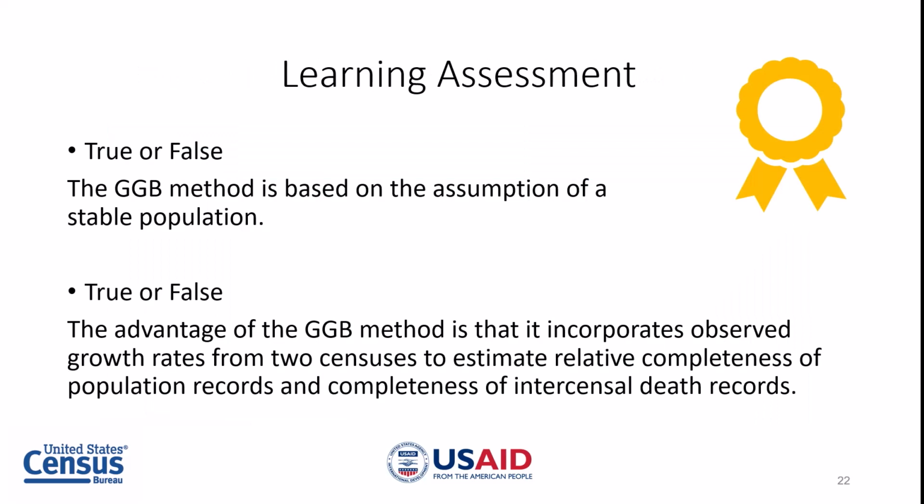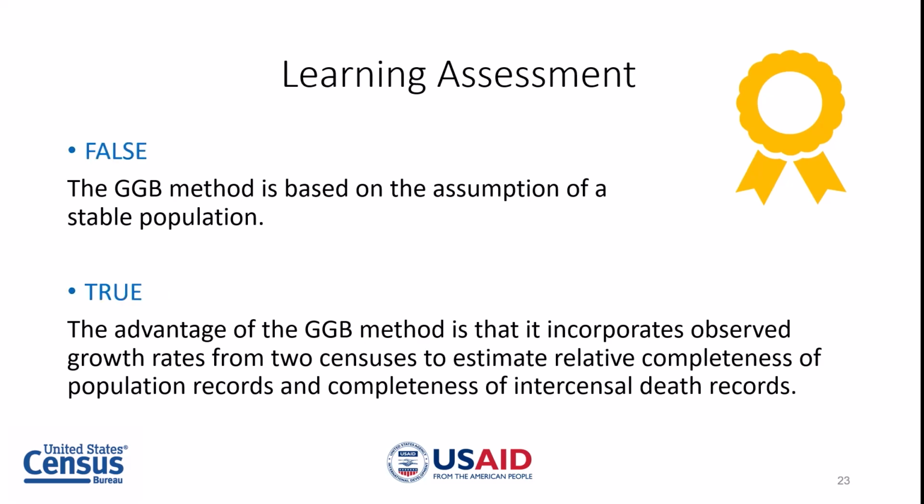Please answer true or false to the following two statements. First statement, the GGB method is based on the assumption of a stable population. Second statement, the advantage of the GGB method is that it incorporates observed growth rates from two censuses to estimate relative completeness of population records and completeness of intercensal death records.